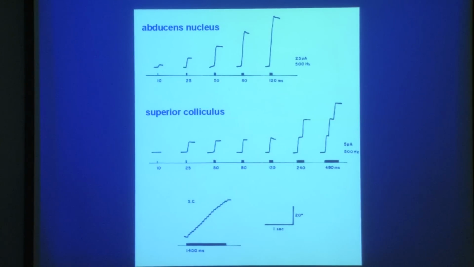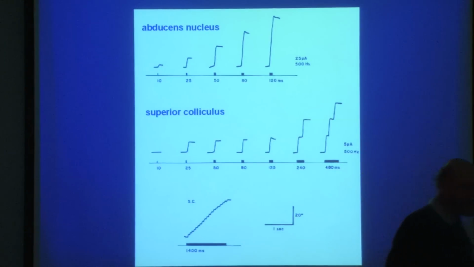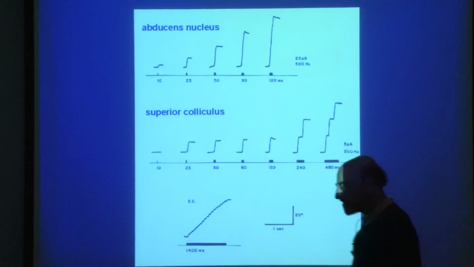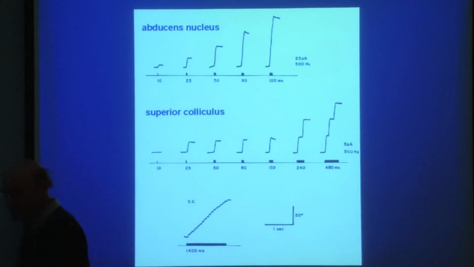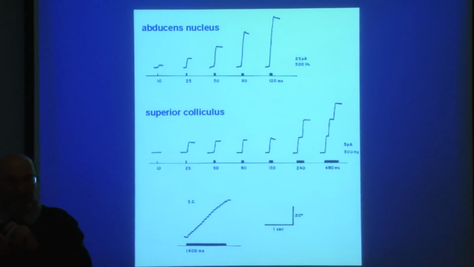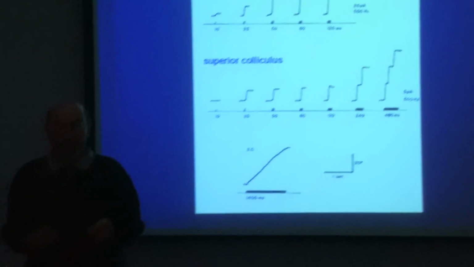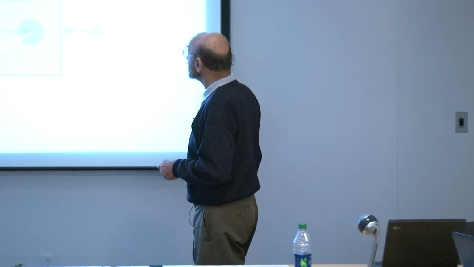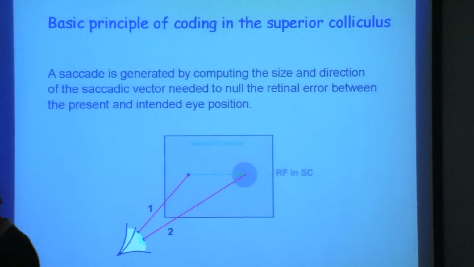So each little saccade is the same size, okay? You just get a staircase of them. So that proves that the coding operation in the colliculus is one that defines the location of a receptive field, and when you stimulate, generates a saccade that moves the eye into that receptive field. All right? So that then, in a nutshell, tells you what the basic principle is of the functioning of the colliculus when it comes to eye movements.